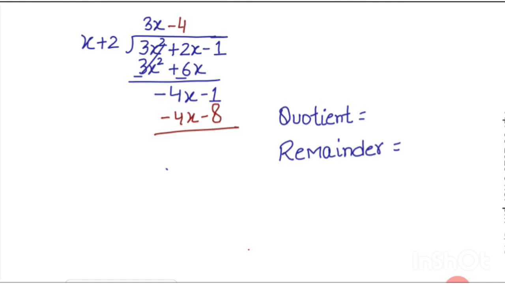On multiplying minus 4 with x plus 2, the product will be minus 4x minus 8. Now again subtracting this, the sign will change on subtracting. So minus 4x plus 4x cancel out, and minus 1 plus 8 equals 7. So the quotient here is 3x minus 4 and the remainder is 7.